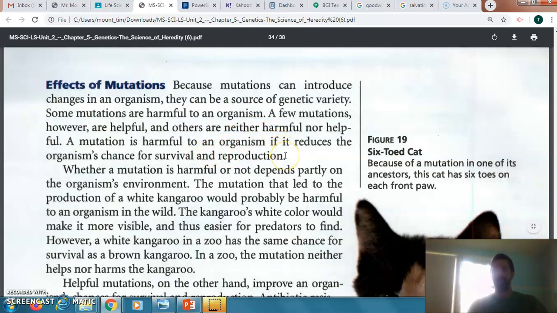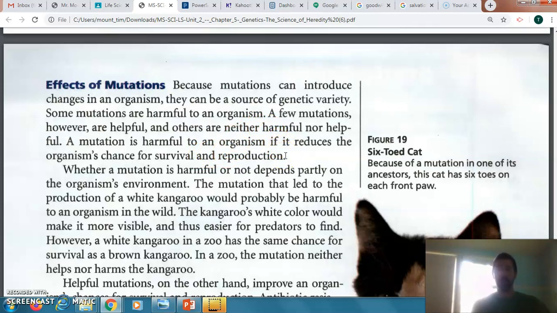So if you have a mutation that is not helpful to you, that would not help you to survive. If you have an organism like the fruit fly that has no wings, in most cases that would probably be harmful to that fruit fly. They'd be less likely to survive. Whether a mutation is harmful or not depends partly on the organism's environment.